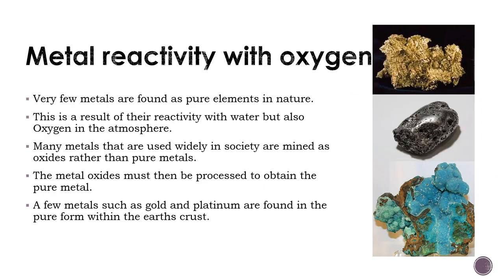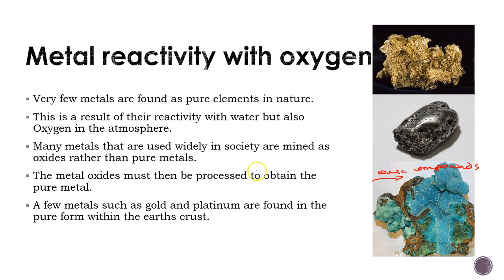Very few metals are found in the Earth's crust as pure elements. Gold is an unusual metal for this, generally because of the reactivity of metals with water, but also oxygen in the atmosphere. They form different crystalline ionic compounds. These ionic compounds, of course, are going to be the ores that we get pure metals from. This is what we tend to mine.